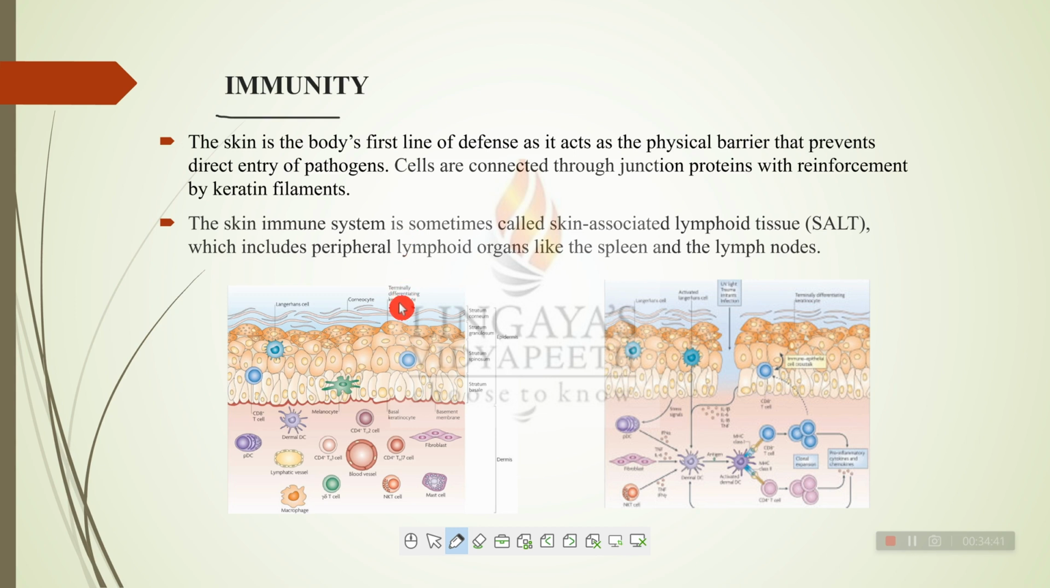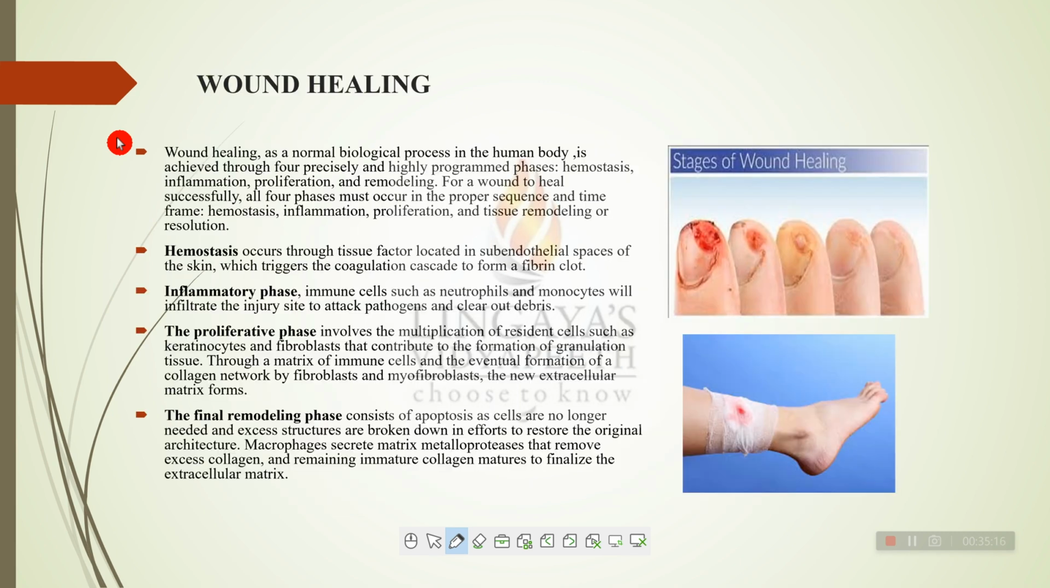Next one is immunity. Skin also plays a role in providing immunity because it acts as the first line of defense and as a physical barrier which prevents the direct entry of pathogens. So cells are connected through junction proteins, with reinforcement by keratin filaments. The skin immune system is sometimes called SALT, which is skin associated lymphoid tissue, which includes peripheral lymphoid organs such as the spleen and lymph nodes which are present inside the body.